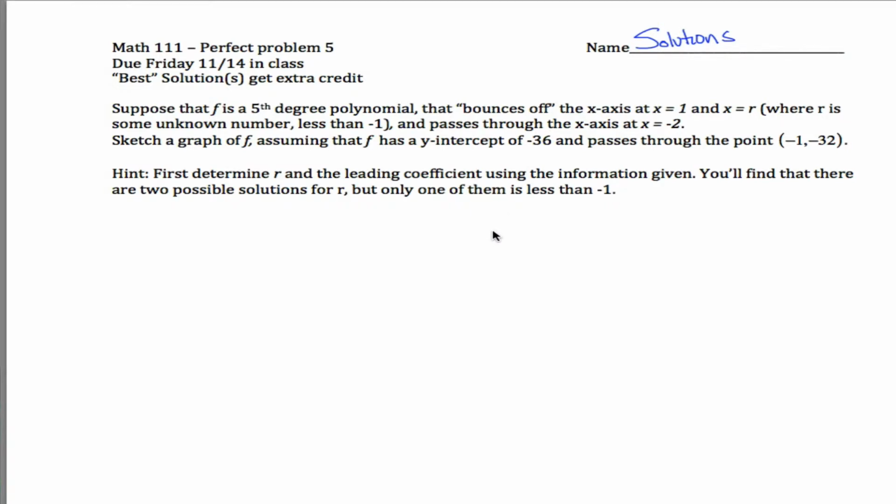For Math 111, problem 5. Basically, I give you some information about a fifth degree polynomial, calling it f of x, and I ask you to sketch a graph of it. So give me a picture of this thing.